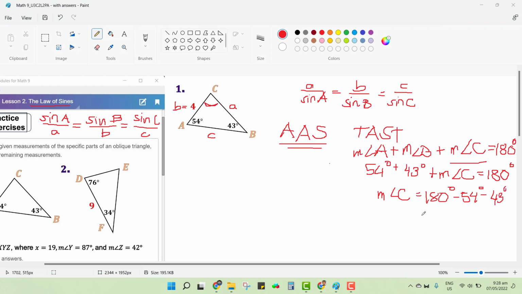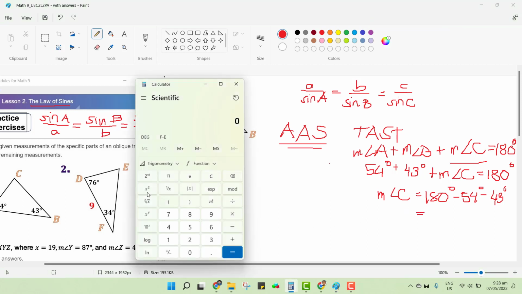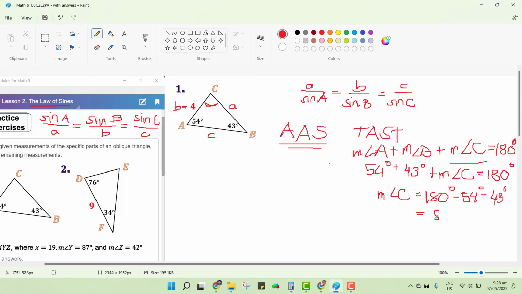You could just solve this manually, or of course you could also use a calculator for this. So we have this calculator here. You have 180 minus 54 minus 43 degrees. You will have 83 degrees as the measurement of angle C. So we are done with the first unknown measurement. Notice that we have three angles and three sides in a triangle. So we have determined already the third angle to complete the interior angles.